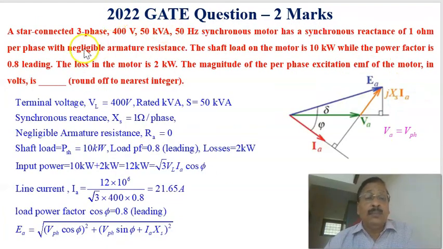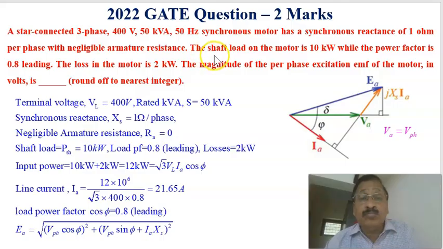Let us see another problem, a 2022 GATE question, and that also carries 2 marks. A star connected 3-phase 400 volts 50 kVA 50 Hz synchronous motor has a synchronous reactance of 1 ohm per phase with negligible armature resistance. Armature resistance is assumed to be 0, and synchronous reactance is assumed as 1 ohm per phase.